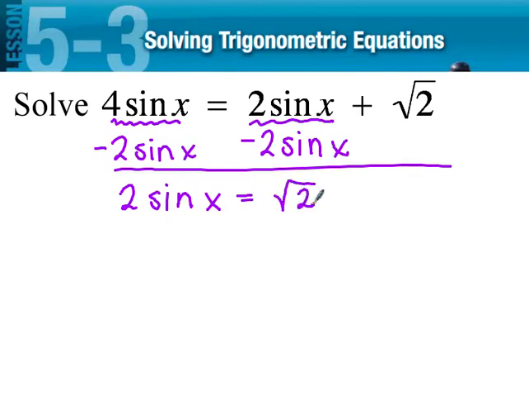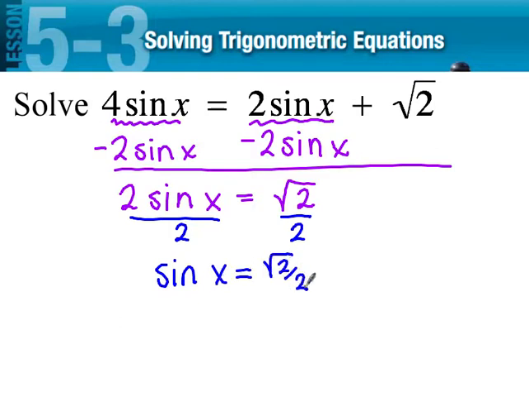Root 2. So now, if you remember what I said, we need to isolate the trig function. I need to get it all by itself. So what do you need to do now? Divide by 2. Good. So here I get sine x equals root 2 over 2. This is where your blue sheet comes in really handy, because you're going to go to the sine column and look down it to find what values sine equals root 2 over 2. I want the values in terms of pi.